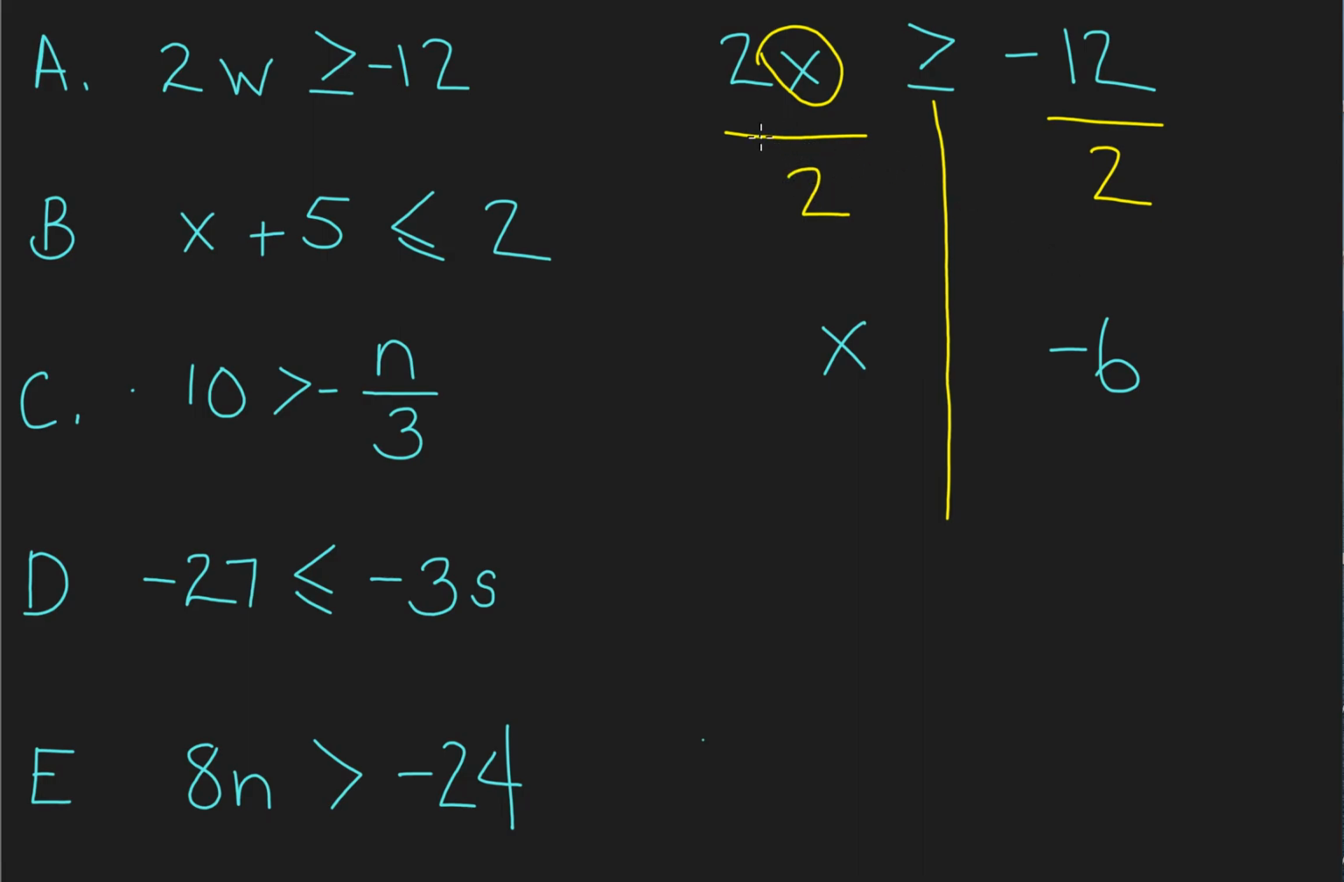Now, look at this. We're dividing by a positive number. The yellow number is positive. So it doesn't matter that the 12 is negative or that my division gives me a negative value. We're dividing by a positive number, which means that inequality sign stays the way it was.